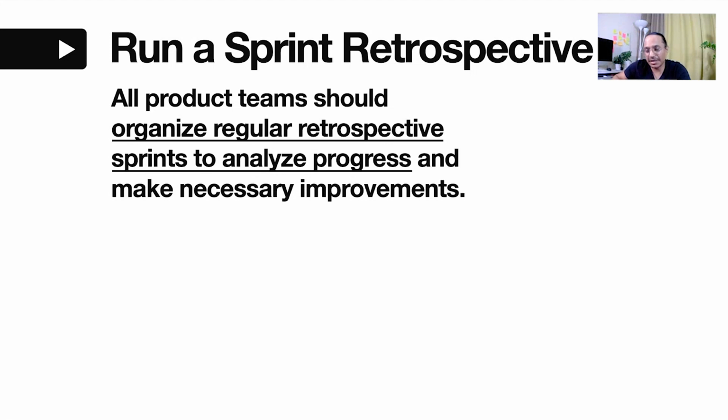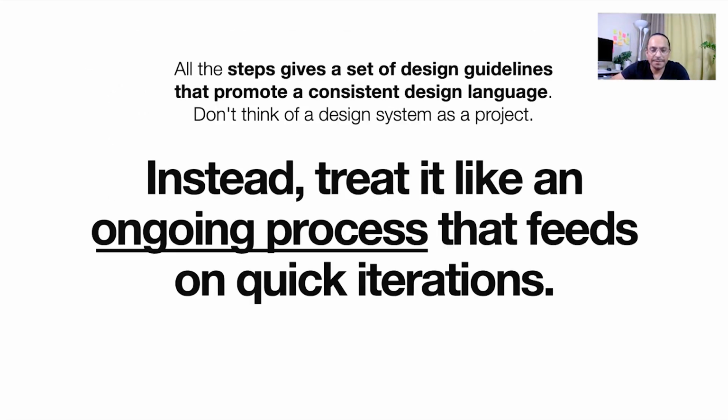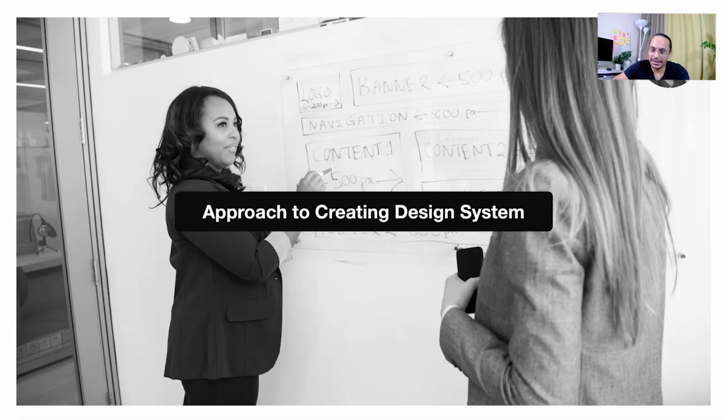So if there are many teams working and creating this design system together, then they should meet very often and present what they have done and explain the progress, and also analyze whether they are doing it right or wrong. And if there is some improvement required, they should improve. Okay. So all the steps give a sense of design guidelines that promote a consistent design language. This is an ongoing process. You won't be able to get the perfect design system in one go. So it's a continuous process, and you improve as and when you're working on your designs and applications.